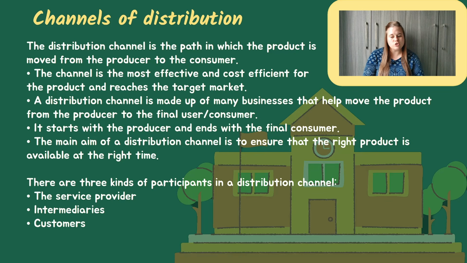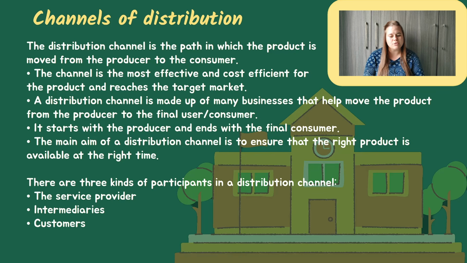The distribution channel is the communication path in which the product is moved from the producer to the consumer. The channel is the most effective and cost efficient for the product and it reaches the target market. A distribution channel is made up of many businesses that help move the product from the producer to the final user or consumer. It starts with the producer and ends with the final consumer. The main aim of a distribution channel is to ensure that the right product is available at the right time.